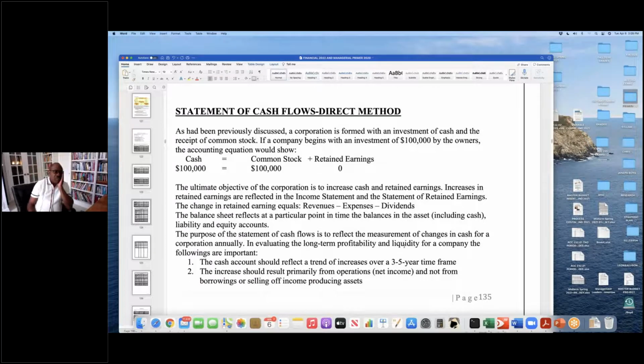Now, you will remember we said the purpose of business is to start with some cash and put it in common stock. We want the cash to go up through earnings. We don't want the cash going up because you borrowed money. That's just like you personally. You go borrow $10,000 on a student loan. That's fine, but eventually you've got to pay it back.